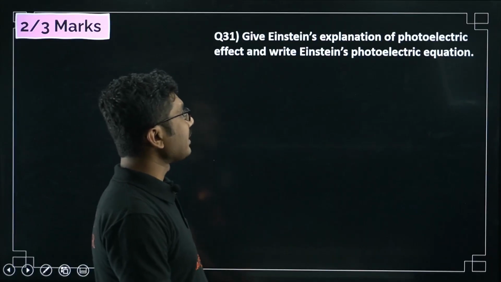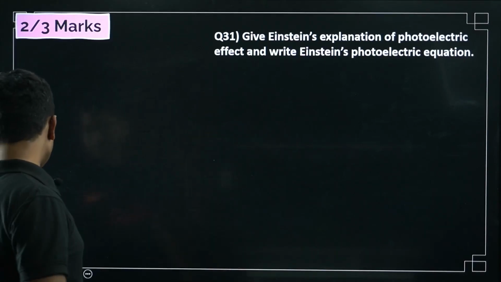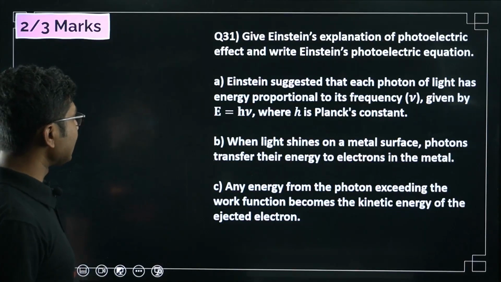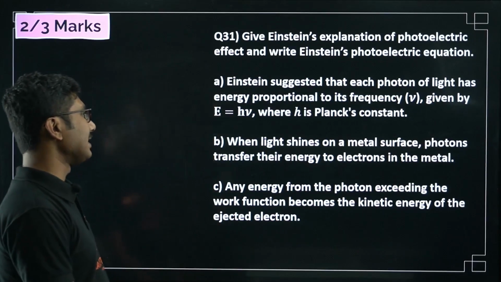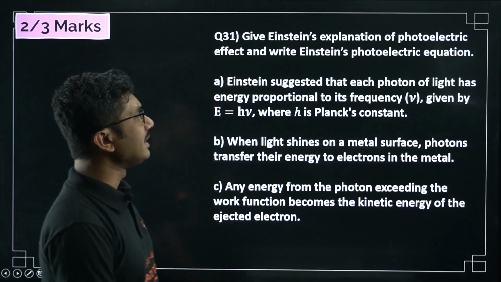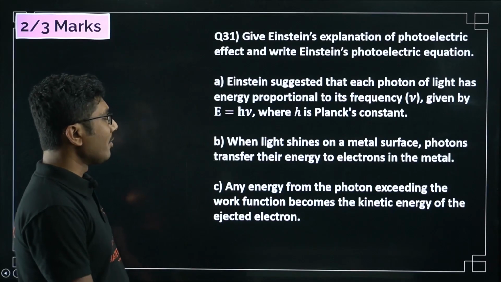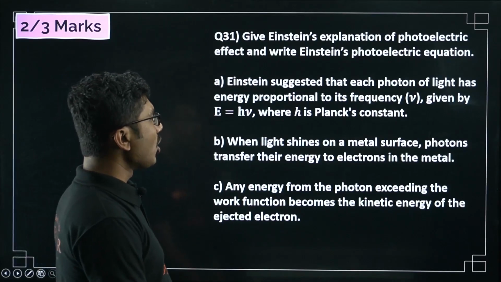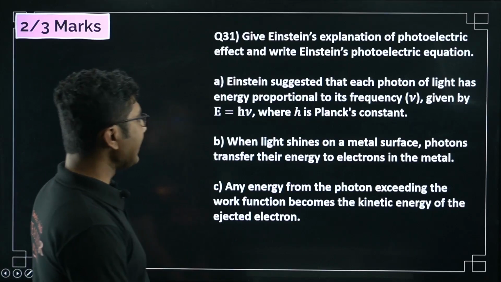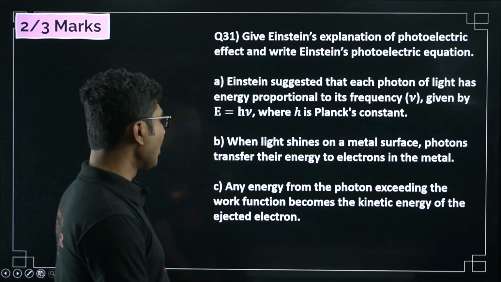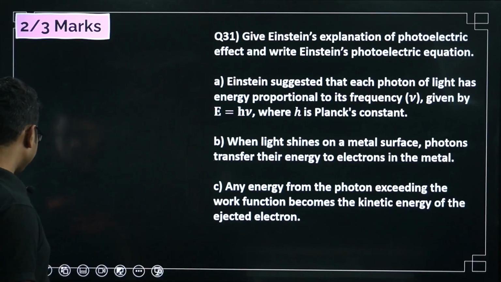Give Einstein's explanation of the photoelectric effect and write Einstein's photoelectric equation. So photoelectric equation we have already written. Let's see the Einstein's explanation. Einstein suggested that each photon of light has energy proportional to its frequency nu, given by E is equal to h nu, where h is Planck's constant. When light shines on a metal surface, photons transfer their energy to the electrons in the metal. Any energy from the photon exceeding the work function becomes the kinetic energy of the ejected electron.